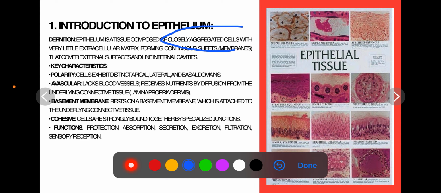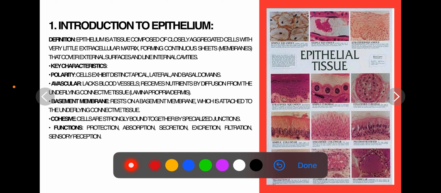So the definition simply, the epithelium is composed of closely aggregated cells. Okay, if you want to remember this one, closely aggregated cells. Okay, and actually those cells or this epithelium has very little matrix, and this is a very important piece of information for you. So they are closely aggregated and there is very little extracellular matrix. This is the key word here. Okay, so they form continuous sheets, as you see in your skin, your membranes, and so on, and they cover the external surfaces and the internal surfaces or cavities.